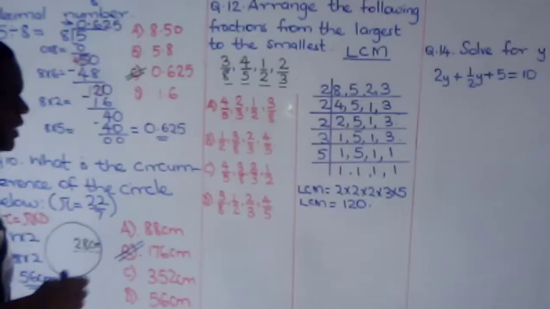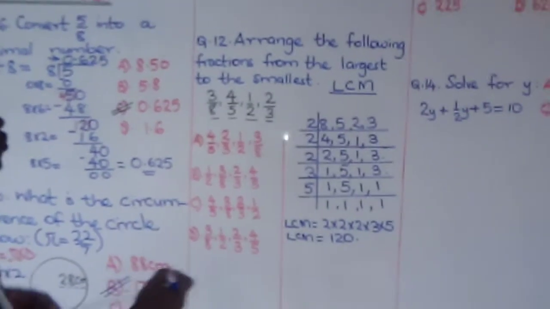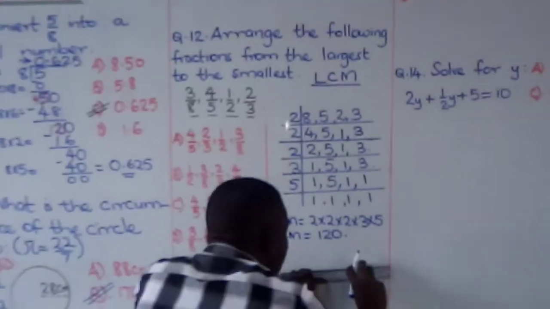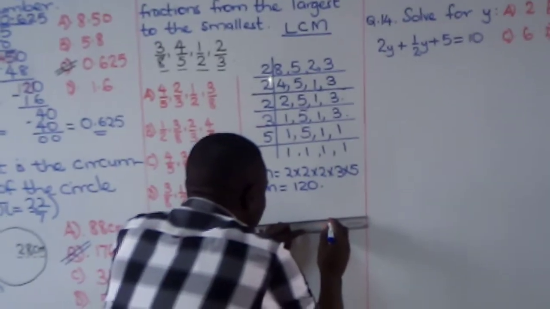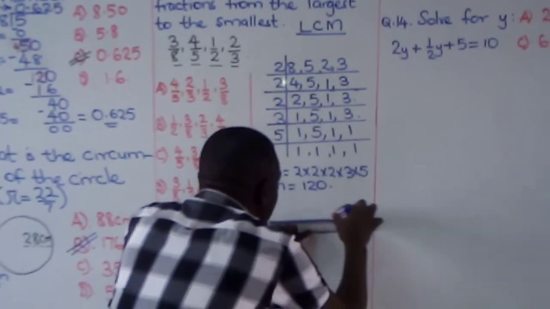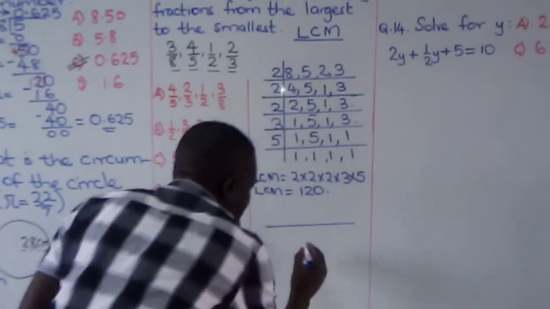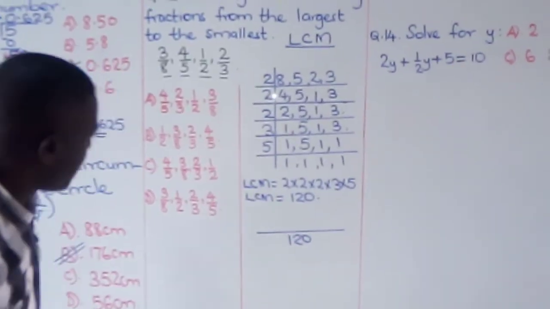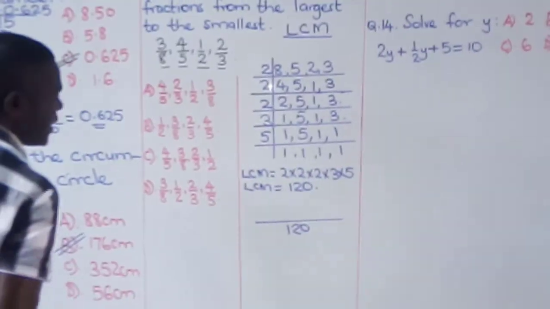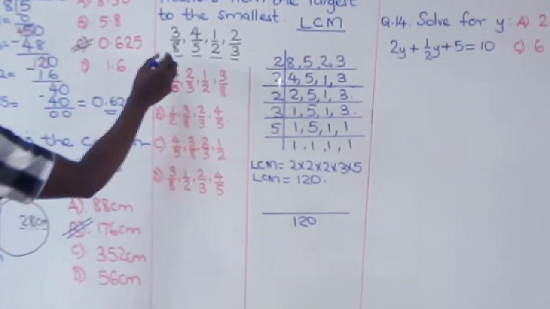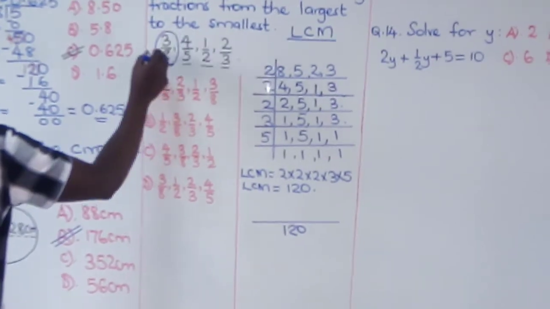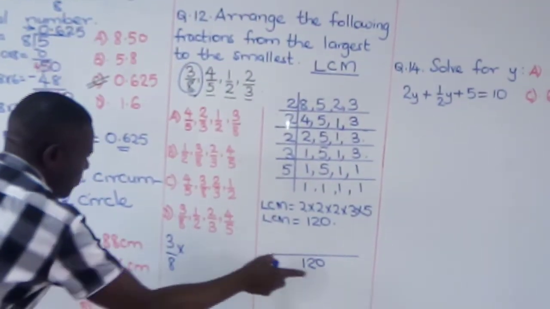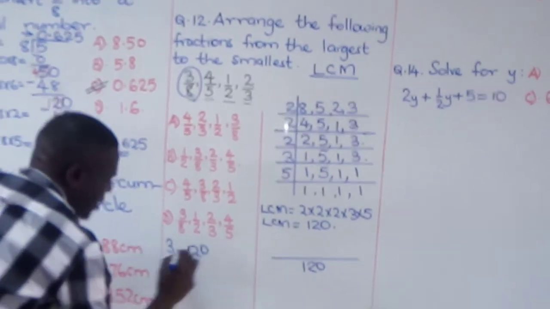Now, we have the LCM. What do we do with the LCM? We put it as the main denominator. The main denominator is 120. That's the LCM. Now, what do we do with it as a main denominator? Each of the fractions. So we take the first fraction, 3 over 8, and multiply by our main denominator.